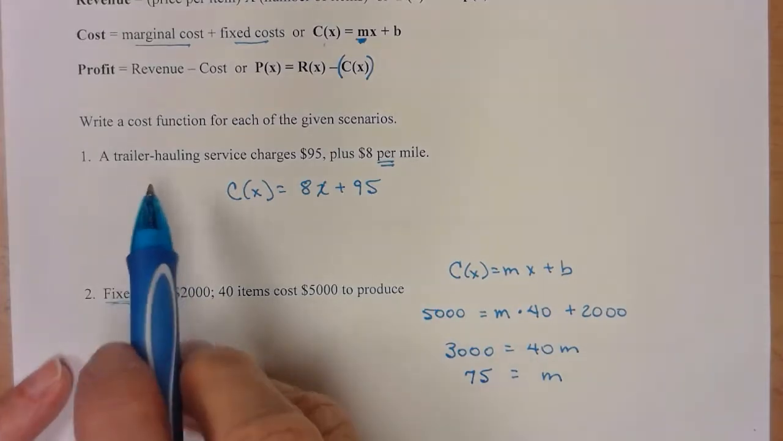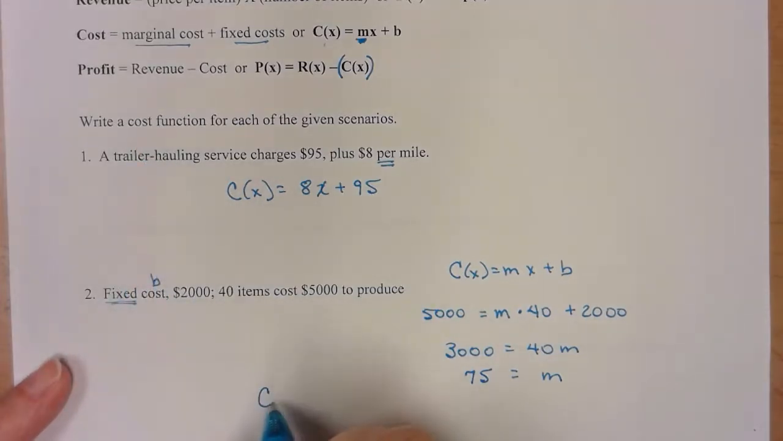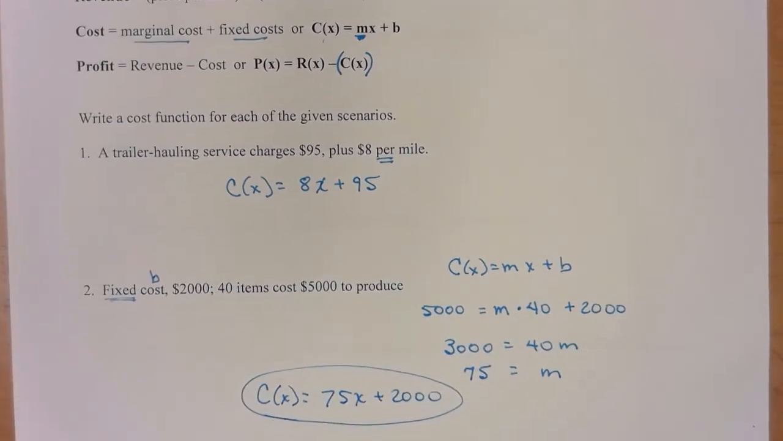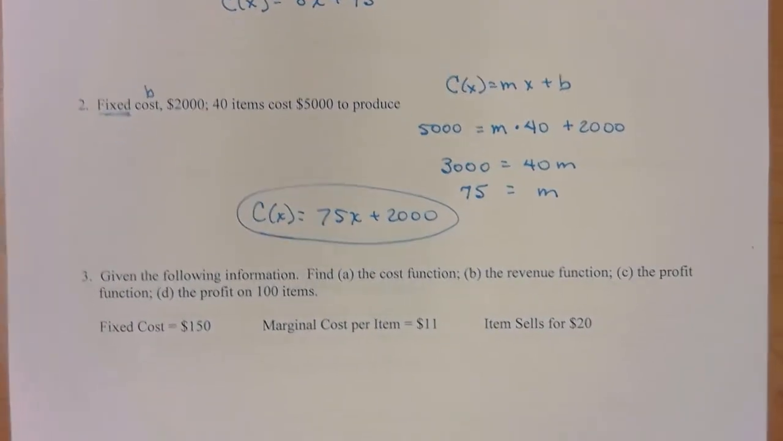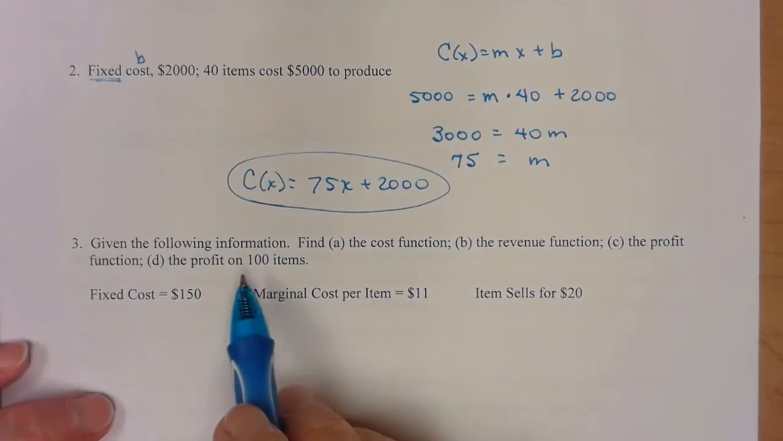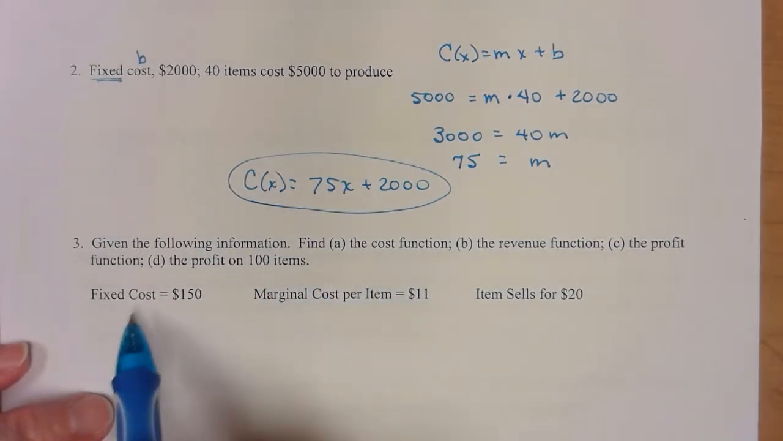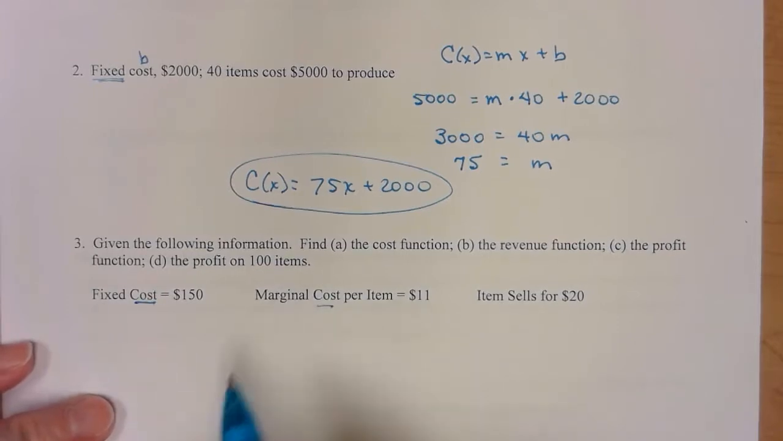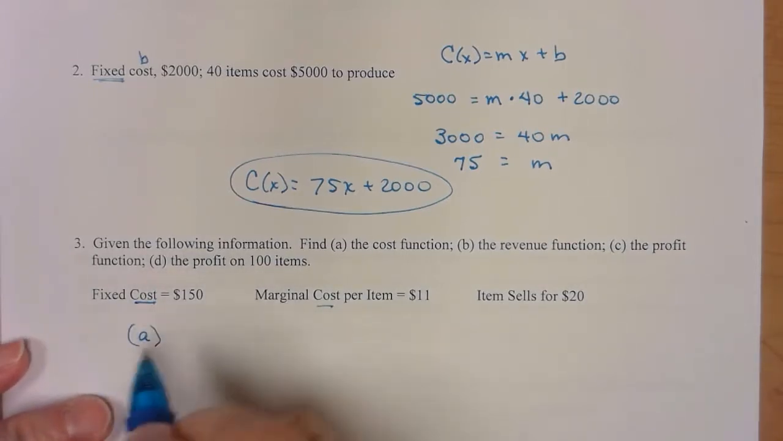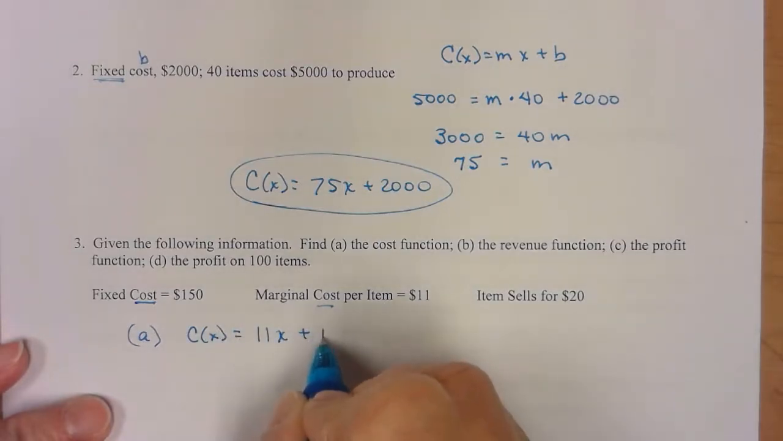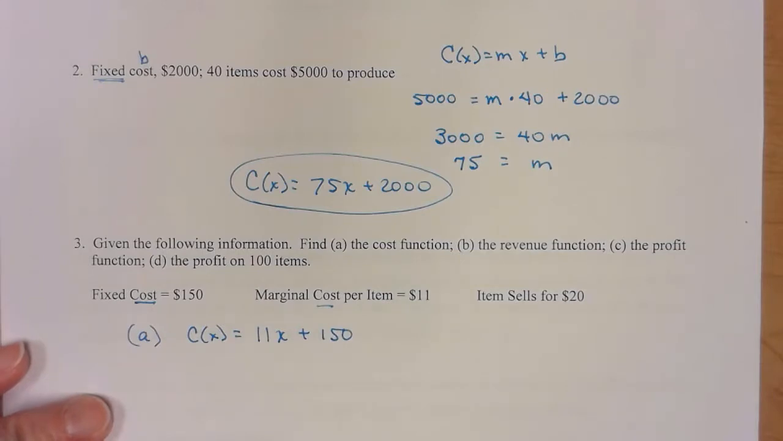So since the directions was to write a cost function, here it goes. So that would be what they would want. Now in the next problems, let's see. Given the following information, find the cost function. That's my A part. So I see fixed cost, I see marginal cost. So for my A part, my cost function, so there's my cost function.